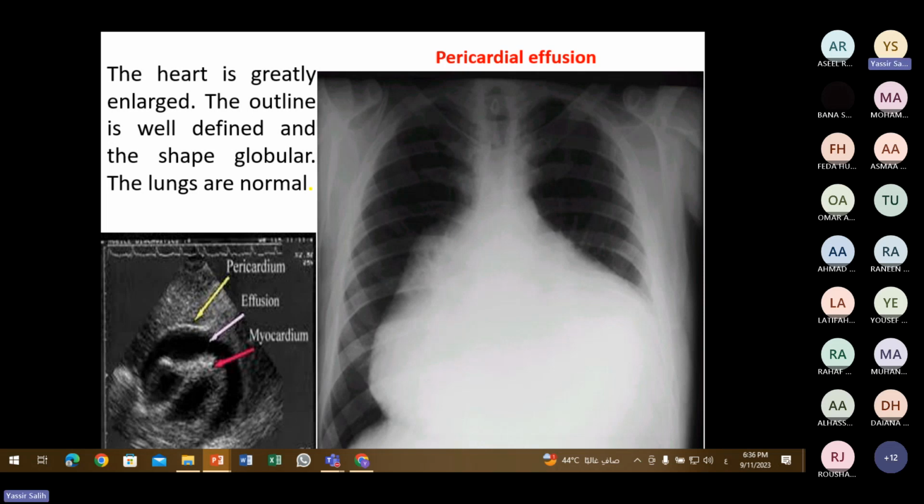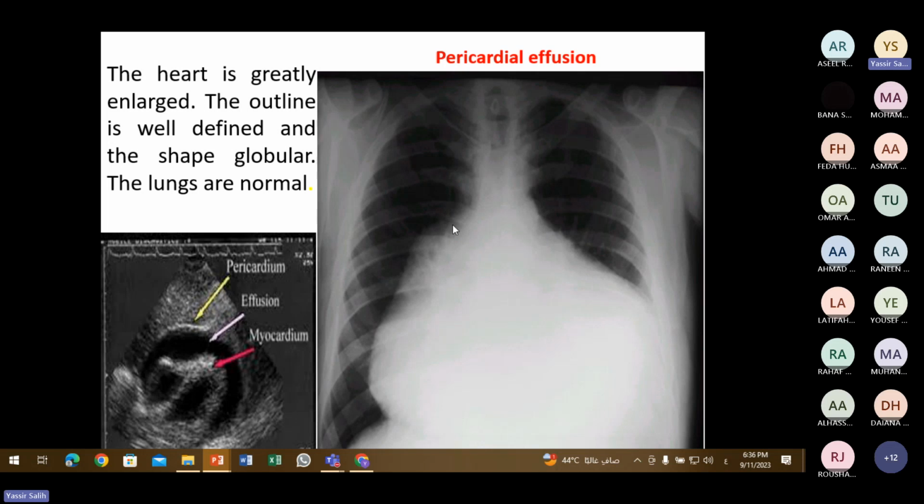اللي هو الهارت is grossly enlarged, characterized by increase بيسموها شنو؟ cardiothoracic ratio. يعني إذا عملنا الميجرنج اللي اتكلمنا لكم عنها في cardiovascular system, the transverse heart diameter is increased compared to the transverse thoracic diameter. The heart is grossly enlarged with characteristic shape. الشيب بتاعه بيسموه شنو؟ Globular in shape or flask shape or bottle shape.